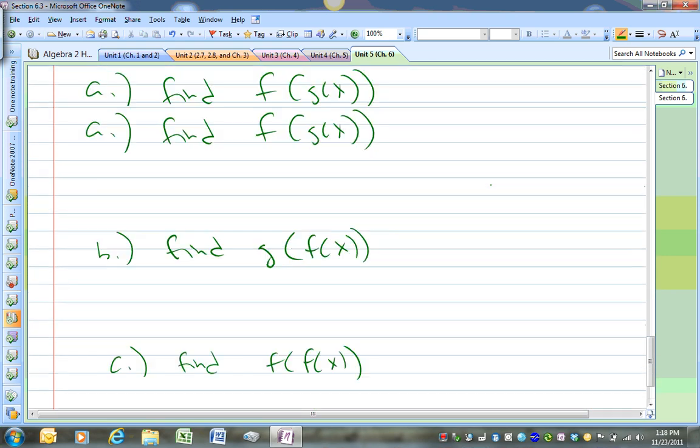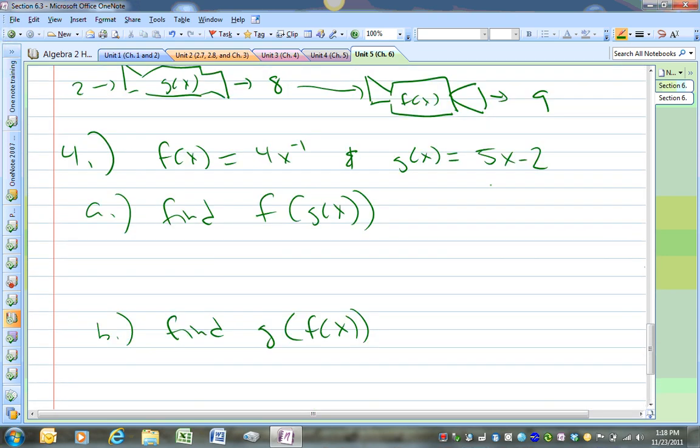Okay, now coming back down here. F of g of x. So, let's use a different color for contrast. Let's try blue. So, remember, f of x actually equals 4 over x, because remember, the negative 1 goes for the x there. Not the whole thing, just the x. So it's 4 over x. So f of g of x equals 4 over 5x minus 2.